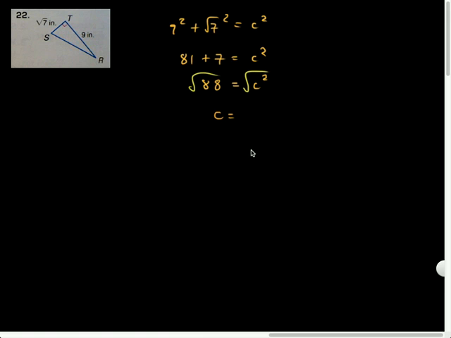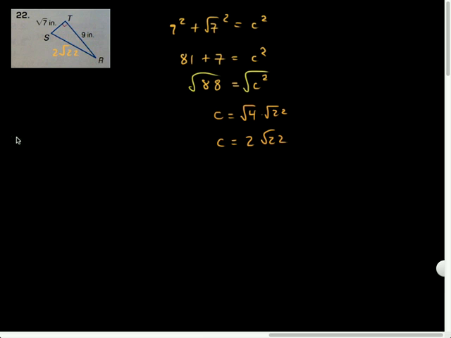So c is going to equal, well, I believe 4 goes into 88 22 times. So that's the square root of 4 times the square root of 22. I'm choosing 4 because it's the largest perfect square I could think of that was a factor of 88, right? So that's going to be 2 roots of 22. All right, so there's the value of c, 2 roots of 22.